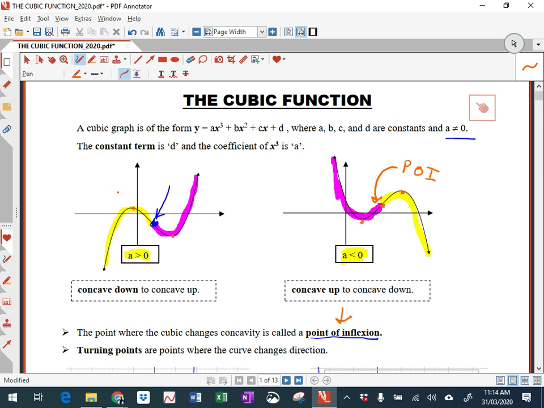Now, these turning points have special names. This is called a local maximum. And this point here is called a local minimum.